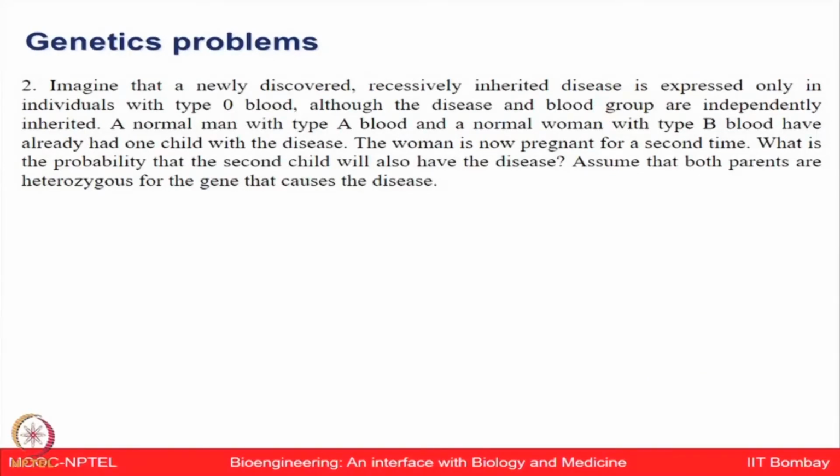Let us now do the second problem. Imagine that a newly discovered recessively inherited disease is expressed only in individuals with type O blood. Although the disease and blood group are independently inherited, a normal man with type A blood and a normal woman with type B blood have already had one child with the disease. The woman is now pregnant for a second time. What is the probability that a second child will also have the disease? Assume that both the parents are heterozygous for the gene which causes this disease.